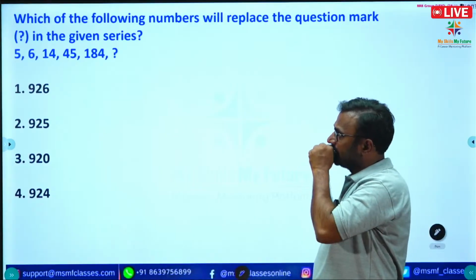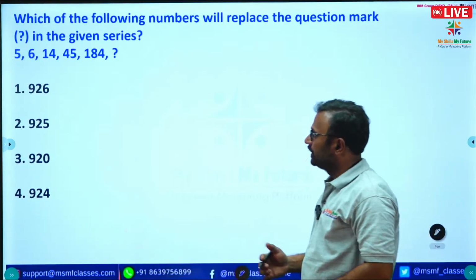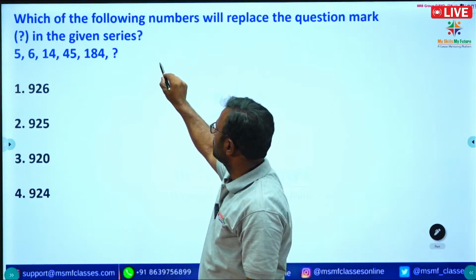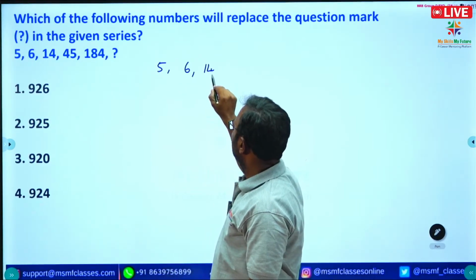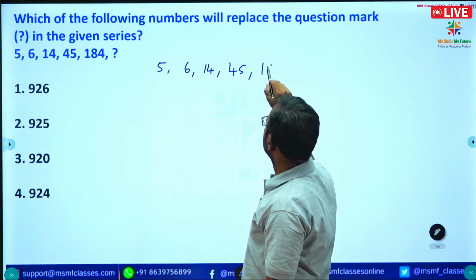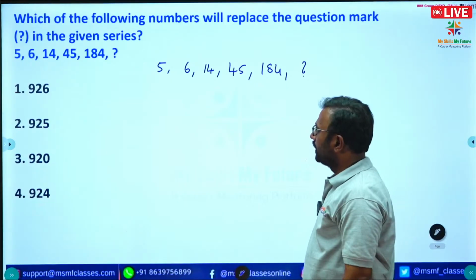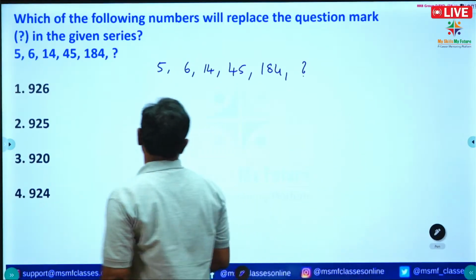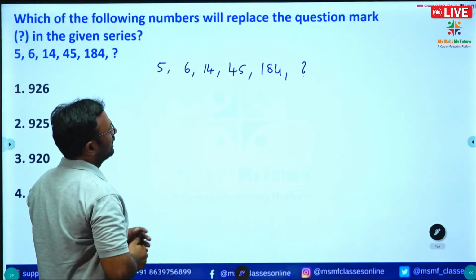Right, see the question here. Which of the following numbers will replace the question mark in the given series? They gave the series 5, 6, 14, 45, 184, and a question mark. By seeing it, we can say there is a multiplication pattern.